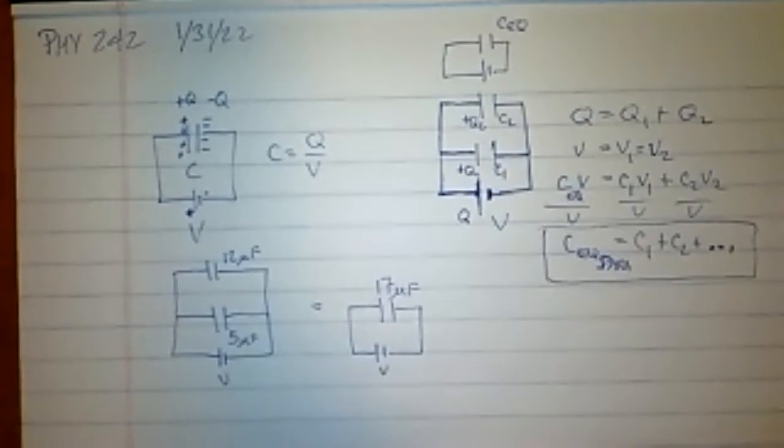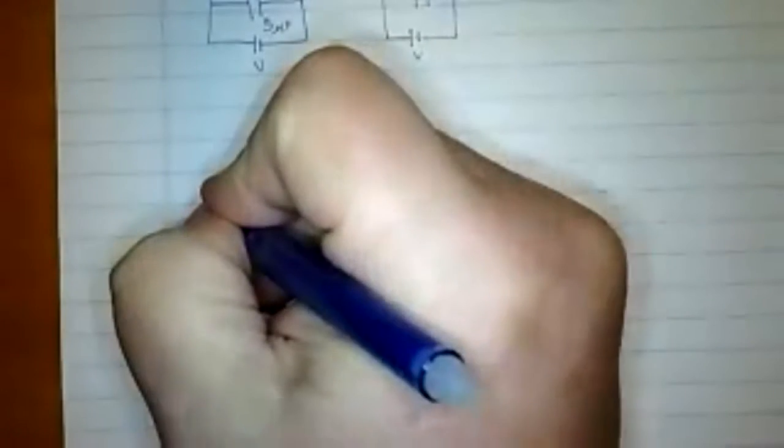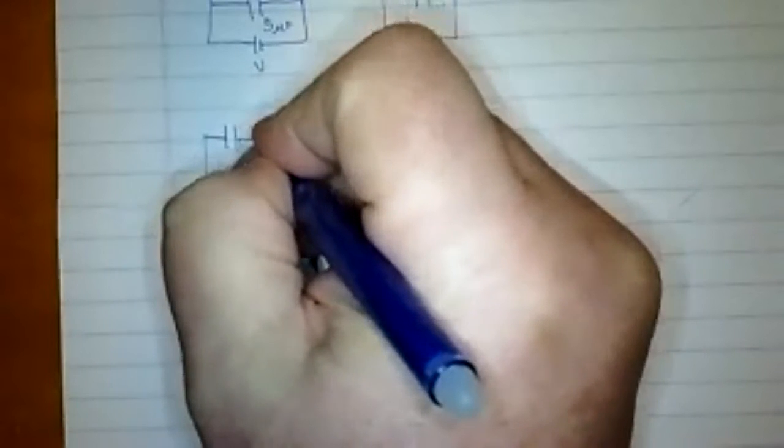So now let's look at a series circuit. Let's take a same voltage V, say, and this time I'm going to connect it to some capacitors in series. So maybe I'll do 3 this time just to make it look a little fancier.